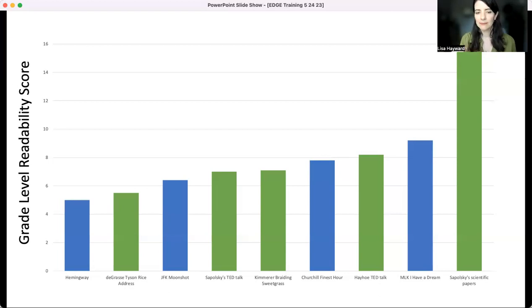JFK, his moonshot speech rallied a lot of support for STEM. It was considered one of the most influential speeches of the 20th century. He was talking just about the 6th grade level in that speech.